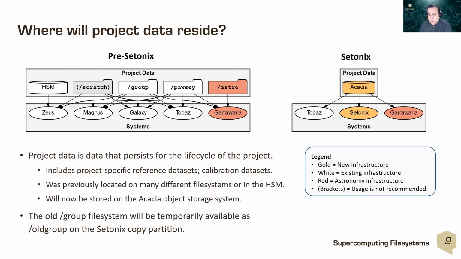To help with the transition, the old Group file system will be temporarily available as /oldgroup on the Setonix copy partition to make it easy to transfer files across onto Scratch if they're needed to be used actively by jobs on the system. We would recommend also storing them directly into Acacia from the old supercomputing systems, or into Acacia from Setonix. And we go into more detail on how to do that in Module 6.